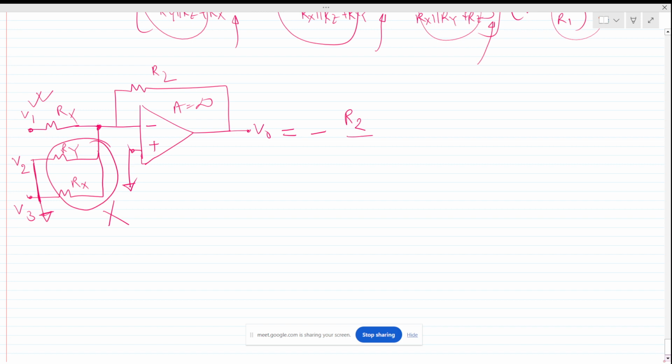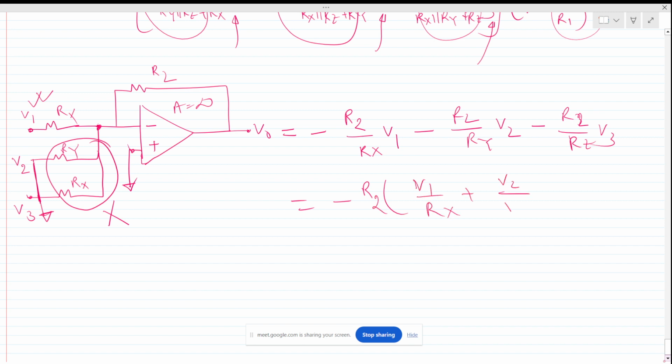Normally the Vout by Vin becomes R2 by Rx times V1, minus R2 by Ry times V2, minus R2 by Rz times V3. There will be only a negative sign. So this can be written with R2 common: V1 by Rx plus V2 by Ry plus V3 by Rz.